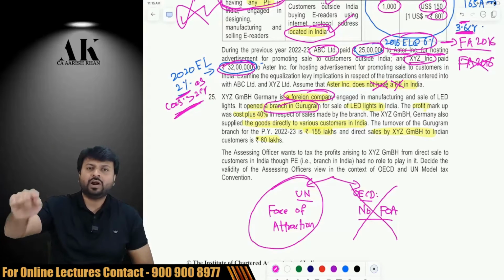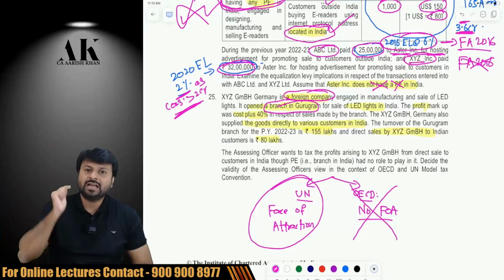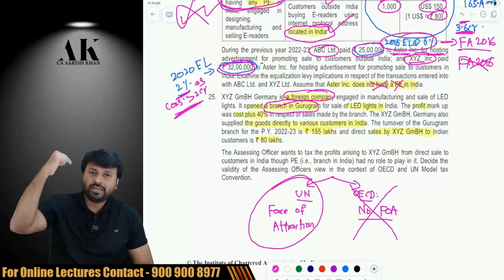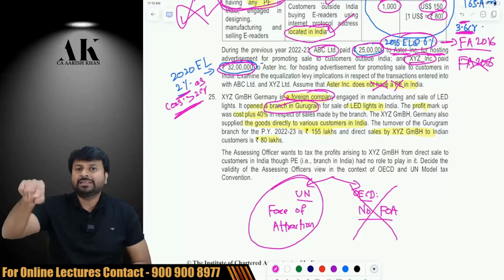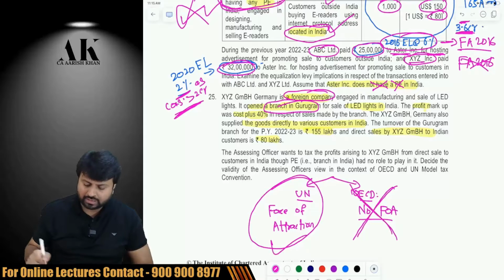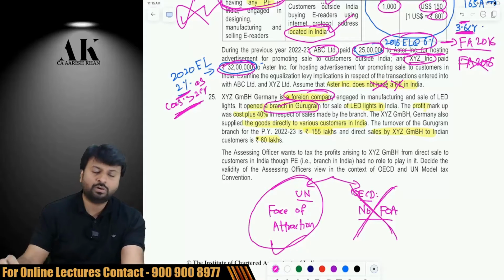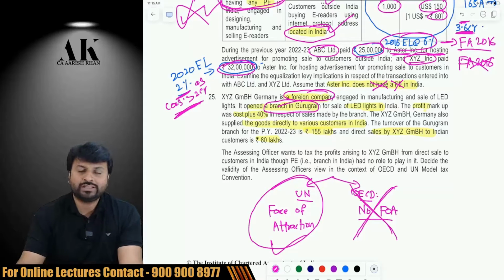Force of attraction says what? That once a PE is established in India, whether you sell through the Indian PE or directly from outside India, both will be taxable. But that is only covered in the UN model, not covered in the OECD model. This is what this question is all about, and this is what your RTP November 2023 is all about. Just go through it and then we'll move ahead with the MTP November 2023 series 1.